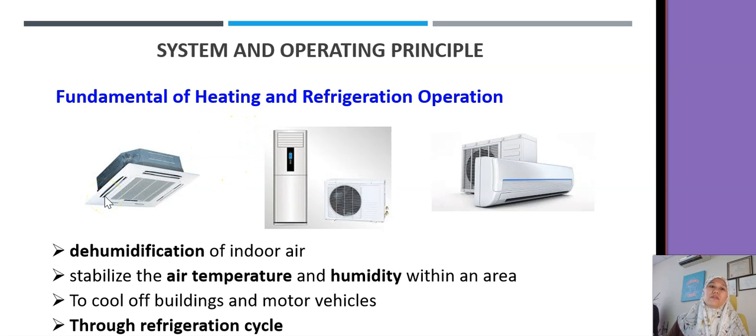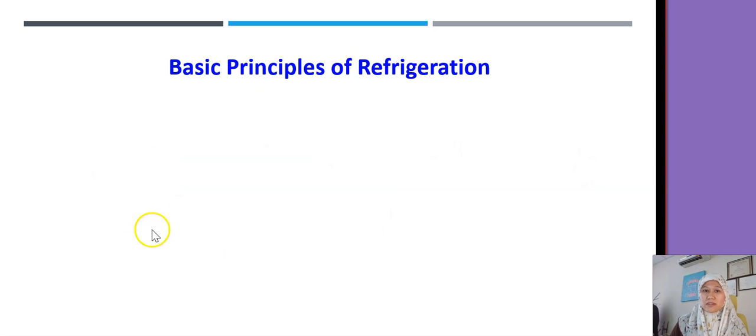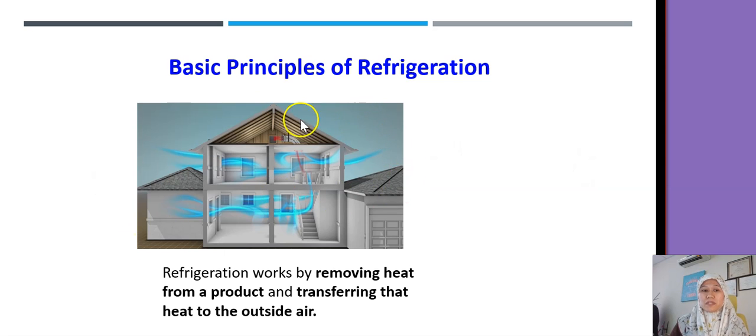Okay, what is the function? It is to dehumidify the indoor air, and then to stabilize the air temperature, to cool off the building or the vehicles, in the car, through a refrigeration cycle. The basic principle is to remove the heat indoors and transfer it out so the room stays cool.